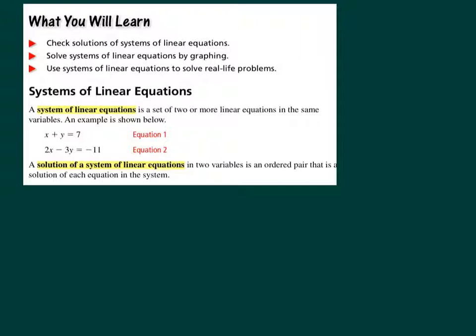An example is shown below. So we have x plus y equals 7, 2x minus 3y equals negative 11. And it says it's a set of equations in the same variables, meaning x and y. A solution of a system of linear equations in two variables is an ordered pair. So whenever we get our answer, it's going to be the coordinate point x comma y where the two lines meet.